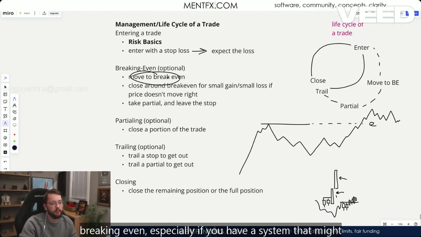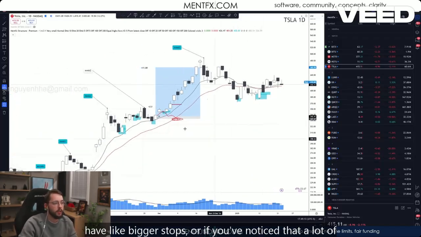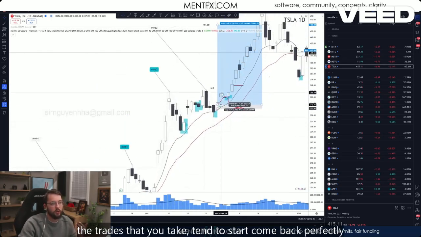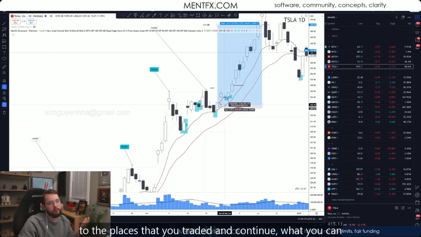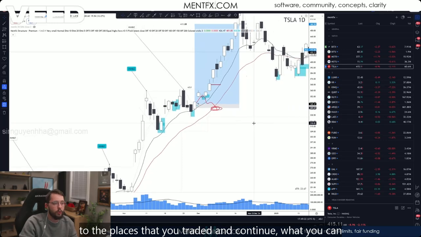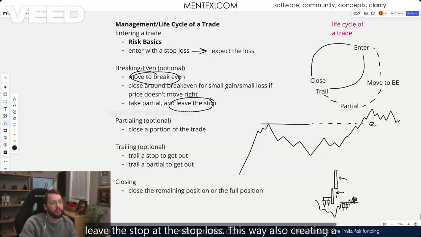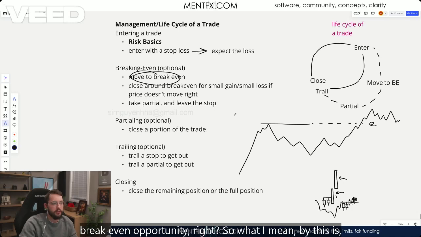And then for another optional break even, and again, I know partialing's coming up, but another way to think about breaking even, especially if you have a system that might have bigger stops, or if you've noticed that a lot of the trades that you take tend to come back perfectly to the places that you traded and continue, what you can also do is simply take a partial, right? But then leave the stop at the stop loss. This way also creating a break-even opportunity, right?